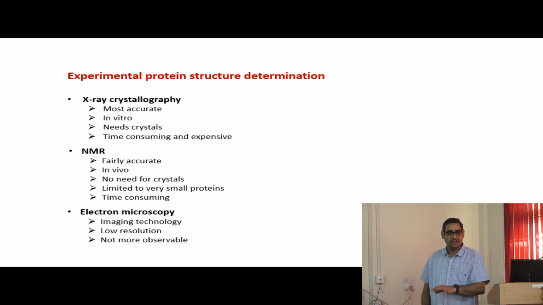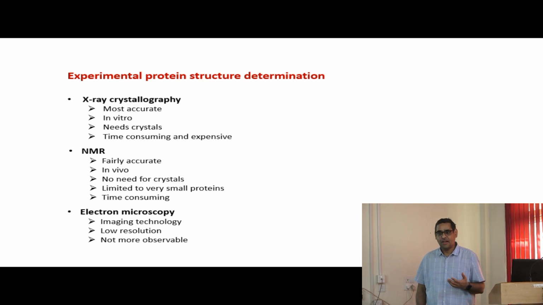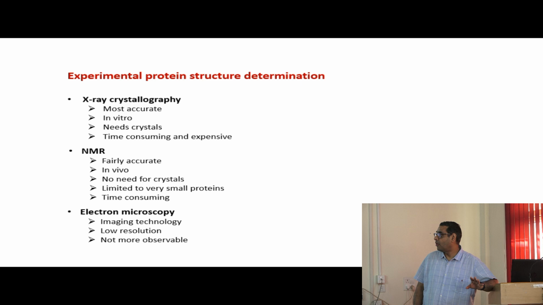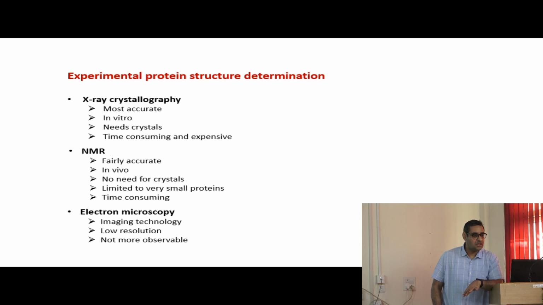Like yesterday we talked about making crystals. Protein crystal is a big challenge. So the major problem of crystallization, and proteins which are not crystallized properly, is sorted out. But then you are limited to very small proteins. This is the limitation: only small proteins. Then it is time consuming, which I already briefed you about. So these are the limitations and some good points.